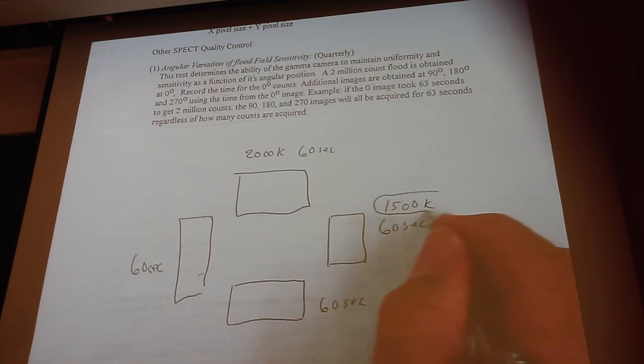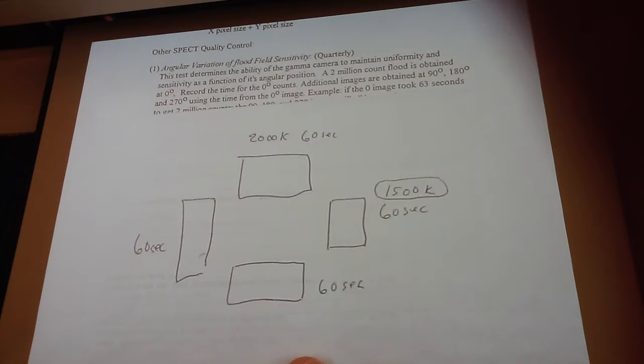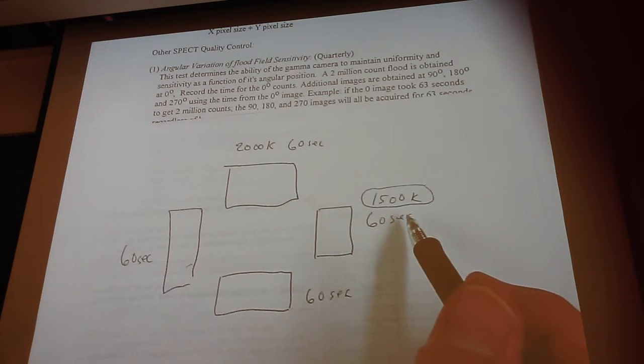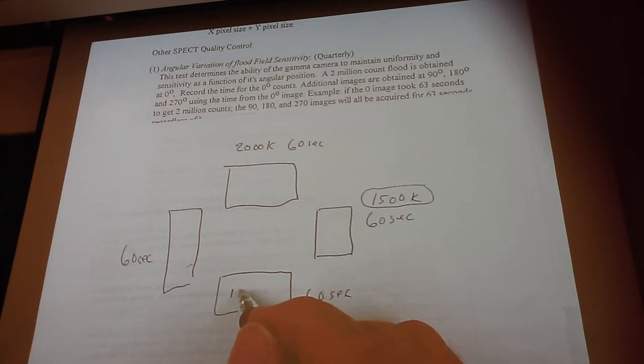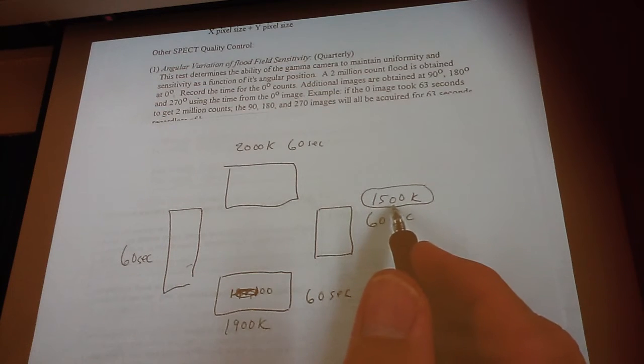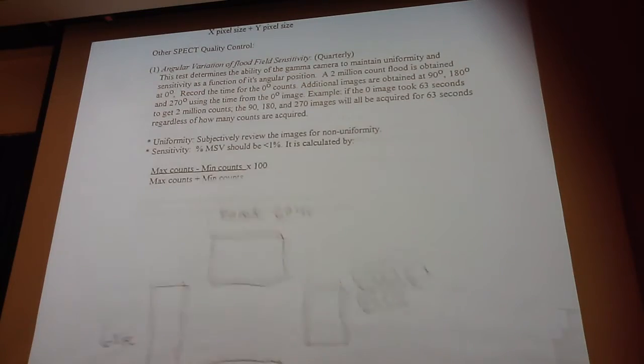What would happen if we go over here and we get 1,500,000 counts? Something wrong. Yeah, we've got a problem, don't we? If I get like 1,900,000 counts here, that's not too bad, but this is a fairly substantial drop in the number of counts. Is it still 5%?